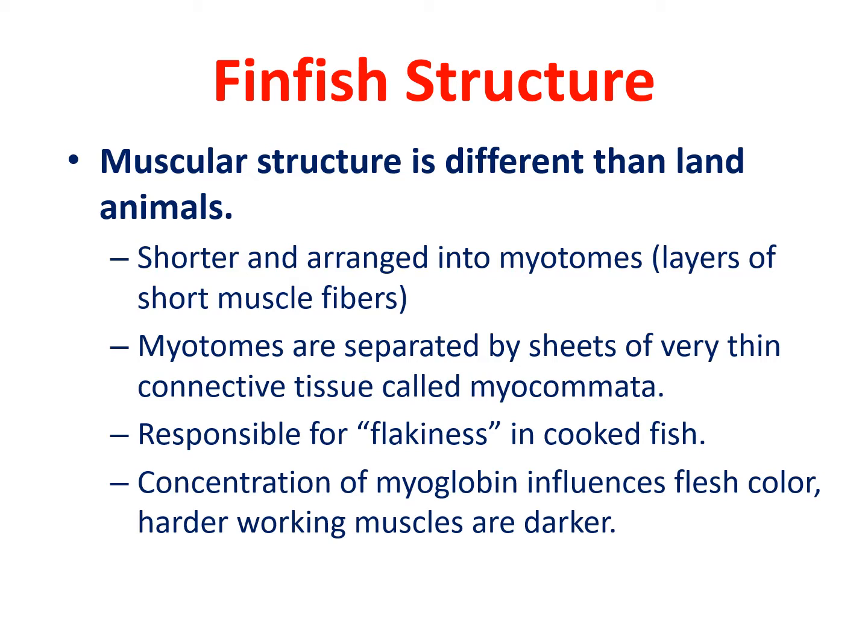The myotomes and the myocomata, combined with the very, very short structure of that muscle tissue, is responsible for the flakiness in cooked fish. If you've ever looked at a recipe for fish, sometimes they'll direct you to tell when the fish is finished by putting a fork in it and twisting it a little bit to see if it flakes, and that is a good indication of doneness.